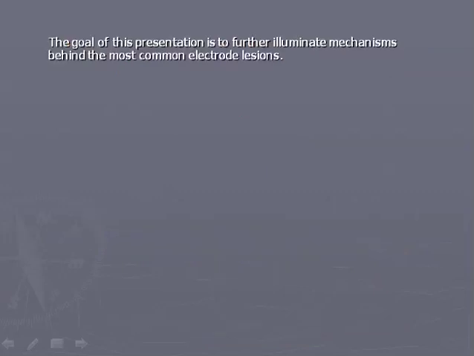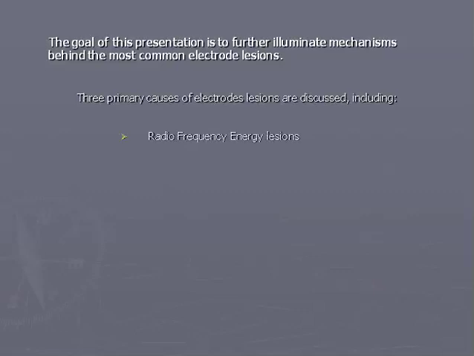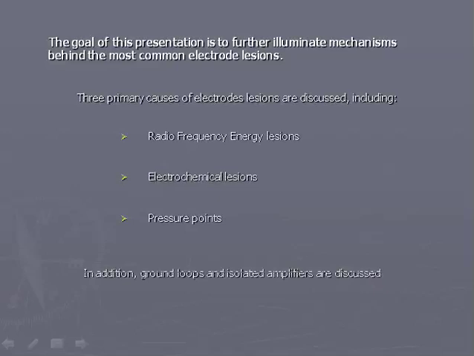Slide 2. The goal of this graphical presentation is to further illuminate the mechanisms behind the most common electrode-related lesions as discovered in our literature review, which was published in our second article in February 2007 in the AJET Journal. Three primary causes of electrode lesions are discussed, including radiofrequency energy lesions, electrochemical lesions, and pressure points. In addition, ground loops and isolated amplifiers will be discussed. Before we begin, there are some electromagnetic principles that are very important to understand. Let's have a look.